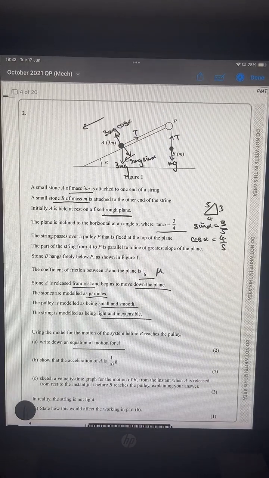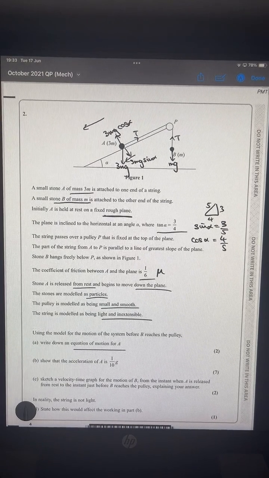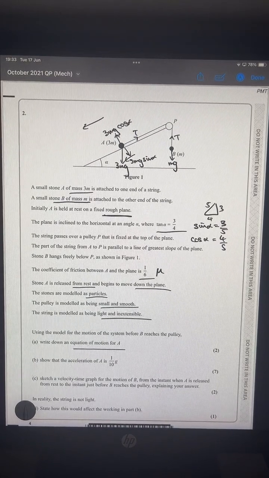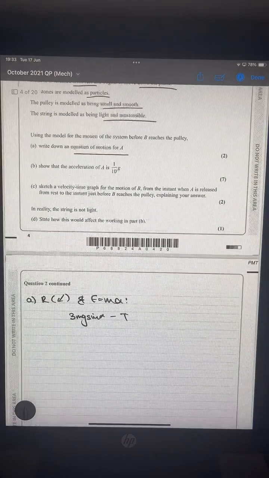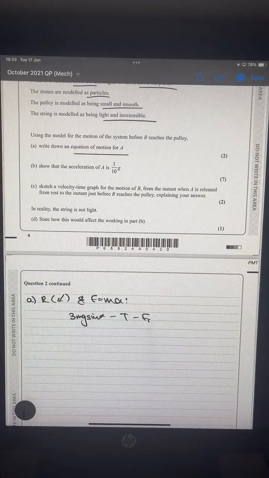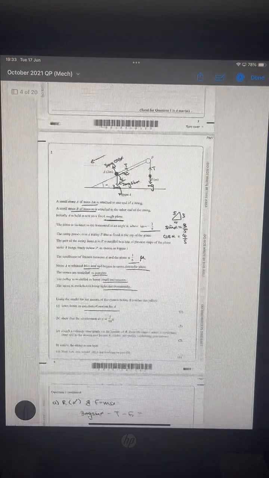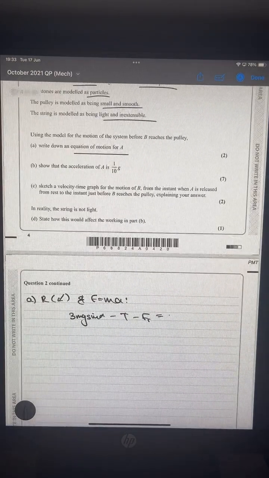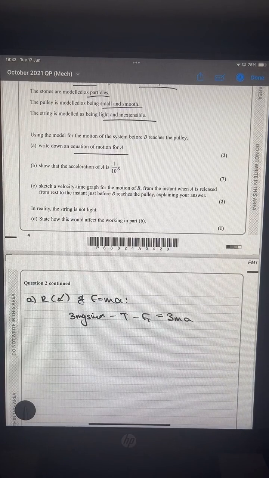I seem to have forgotten to label it, which I did intentionally. Did anyone in the chat let me know? No, no one said. I forgot to label the friction, right? Because there's friction on this. So friction is also going this way, Fr. I like to write my friction with an Fr. So I'm going to do minus friction, and that is equal to mass times acceleration. My mass is 3m. My acceleration is a, because I don't know that yet. And boom. Apparently, that gets you 2 marks.